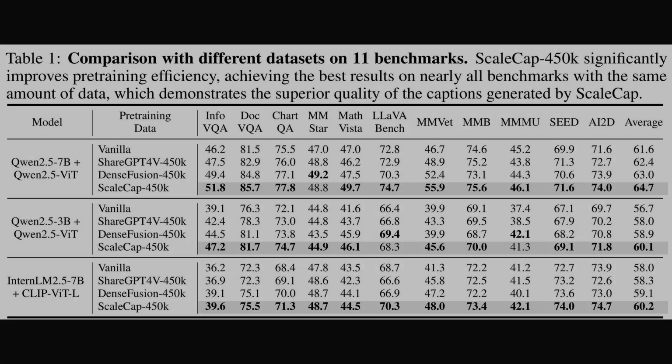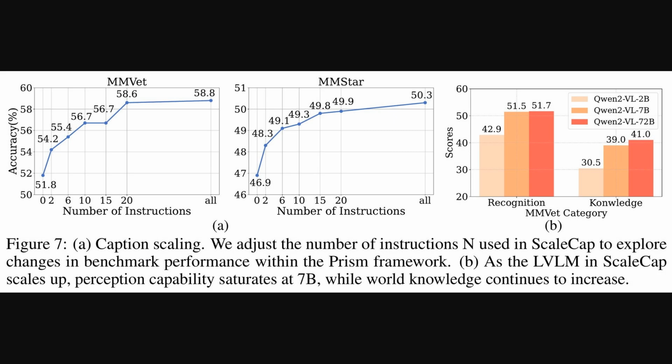Building on those impressive benchmark scores, these charts dig into how ScaleCap is so scalable. The line graphs on the left show that as you feed the system more instructions, those specific follow-up questions, the accuracy on the MMVet and MMStar benchmarks climbed steadily. More questions mean a better understanding. Then, the bar chart on the right shows something really interesting. For simple recognition tasks, just identifying objects, a 7 billion parameter model does just as well as a massive 72 billion parameter one. But for tasks requiring world knowledge, bigger is still better.